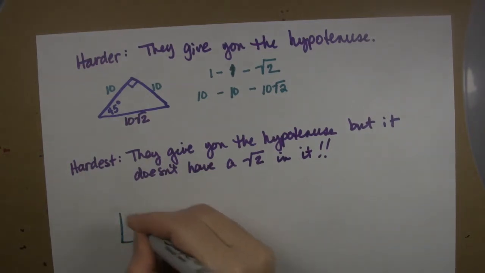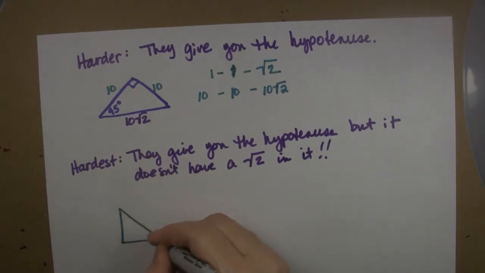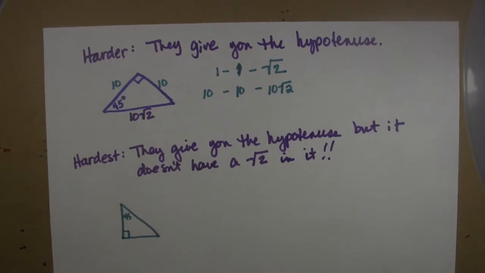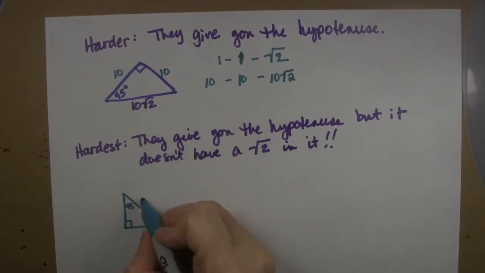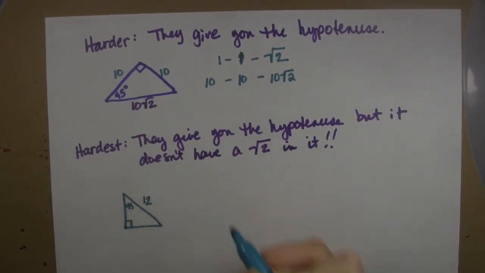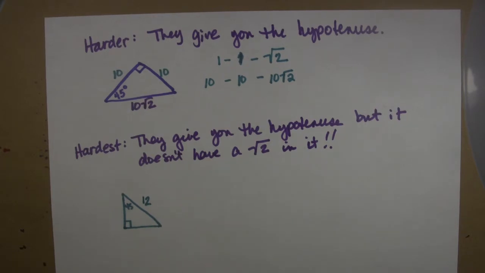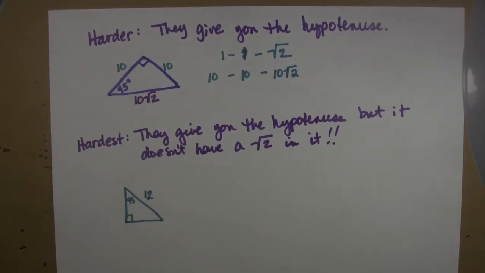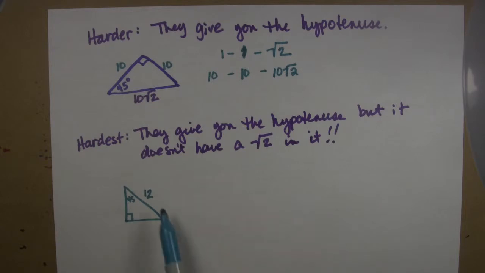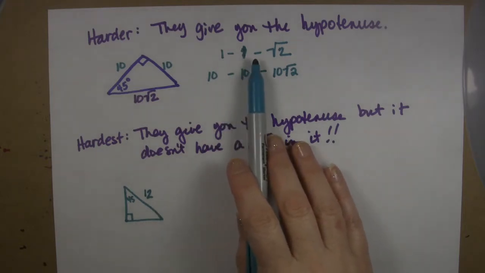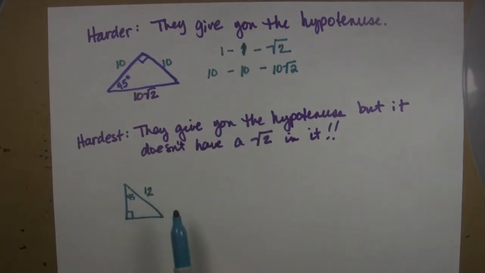So let's say that this is your 45, 45, 90 triangle, and you know that it is that. And let's say that they tell you that this side over here is a 12. So you see that it is the hypotenuse. And you're looking for a radical 2 because it's supposed to be 1 to 1 to radical 2, and there is no radical 2 there. What in the world will we do?